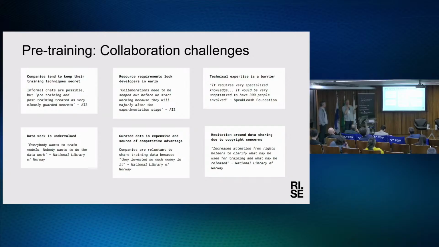Another one is the small teams and the expertise required. So we heard from the Speakleash Foundation in Poland that it's just really unoptimized to have 300 people involved in this process. So they have a team of about 10 people who work on the model architecture and experiments. And then the bottom three are related to data. We heard from the National Library of Norway that data work is just not that sexy. It's tedious, it's slow, everyone wants to work on models, so it's really hard to get people involved in data projects.